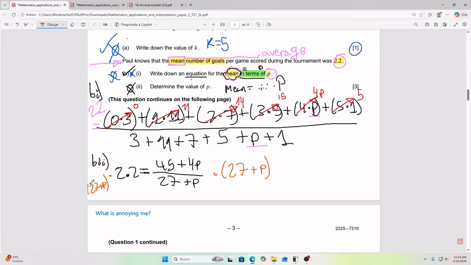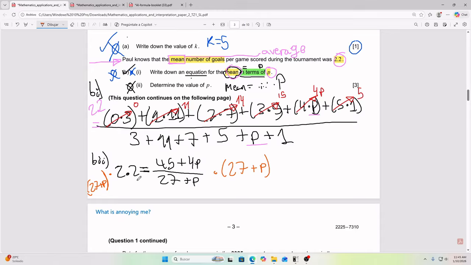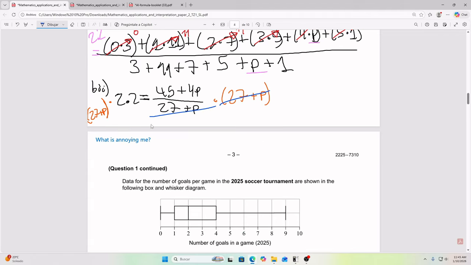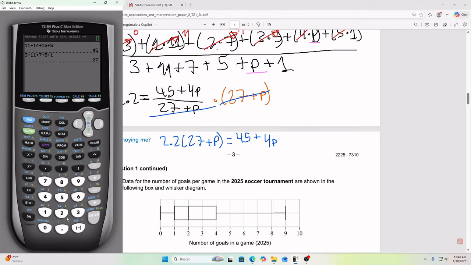So both sides are being multiplied by this parentheses. That means that when you do that, this goes away with this. And so on the left, you end up with 2.2 times 27 plus p. And on the right side, because you got rid of the denominator, you end up with 45 plus 4p. Now I know that this doesn't look exactly friendly, but there isn't a fraction anymore, which was what we were trying to do.